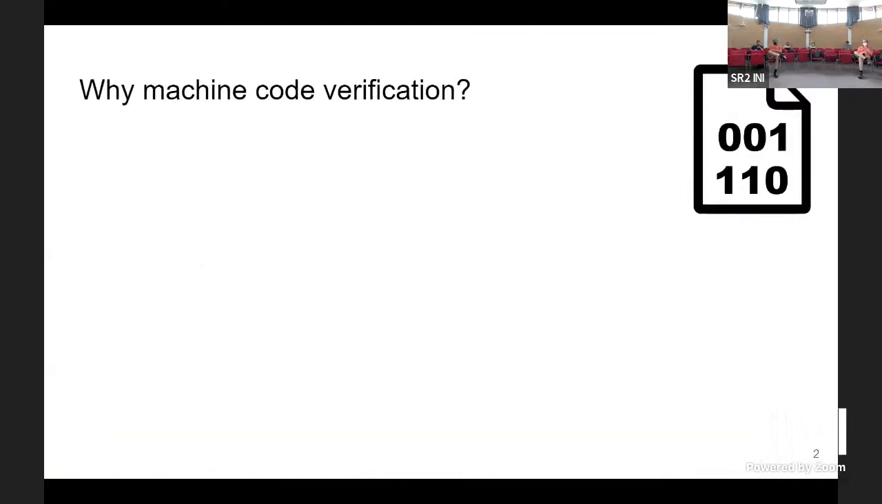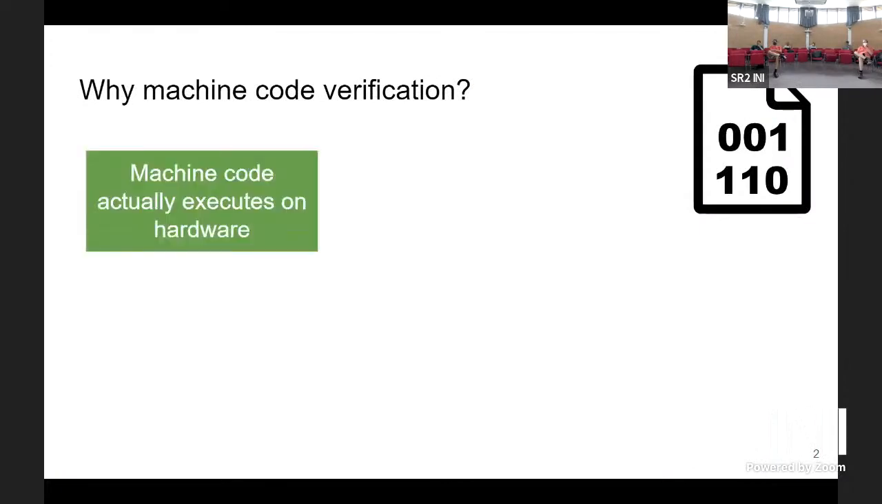There are two main reasons for this. The biggest one is, at the end of the day, machine code is what executes on your hardware. So if you do verification in some higher level language, you need to either trust or verify some compiler or compilation process. This ends up being either a significant hole in your proof or a huge verification effort. Whereas if you verify the machine code, we're done. That's what actually gets executed.